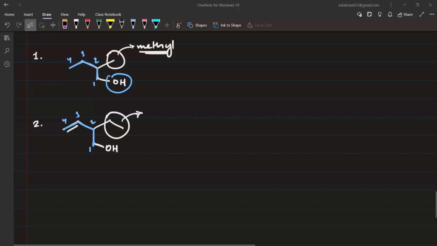2 carbons. So what's the word for 2 carbon atoms? Eth. Very good. Eth. And we will add YL to get the substituent.